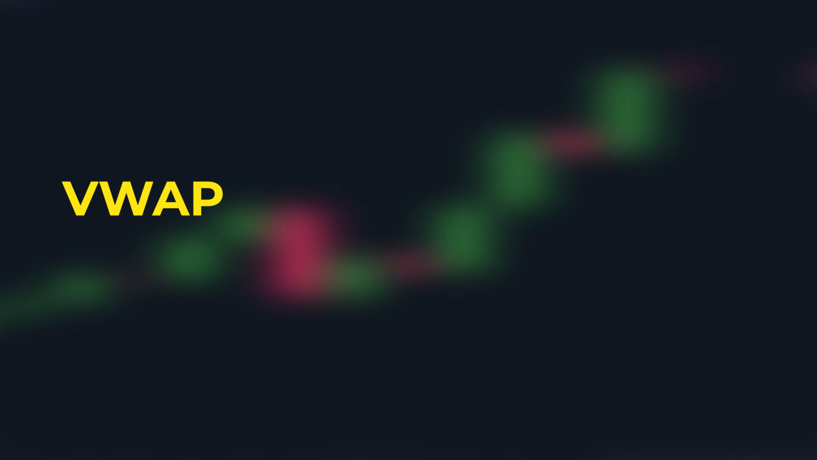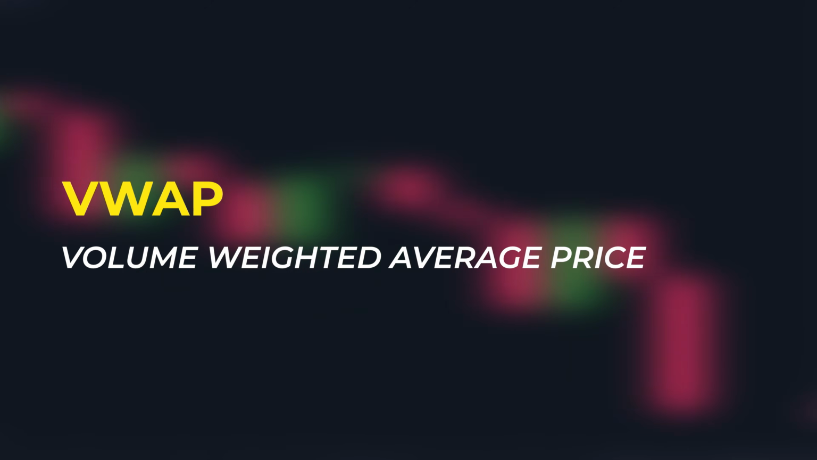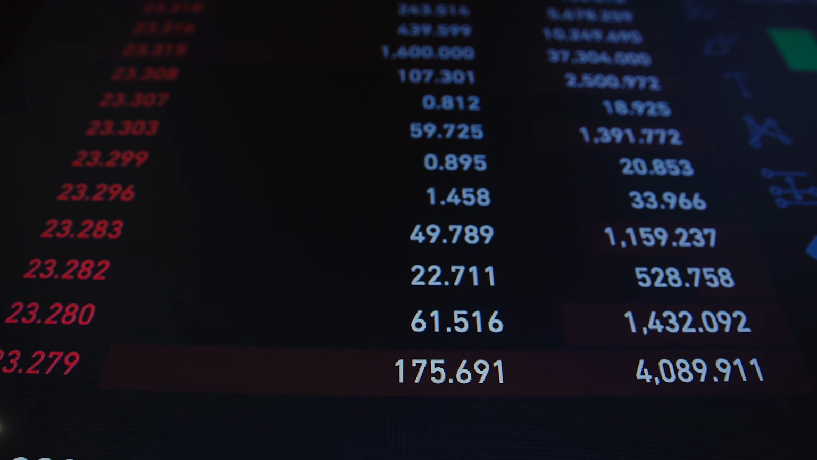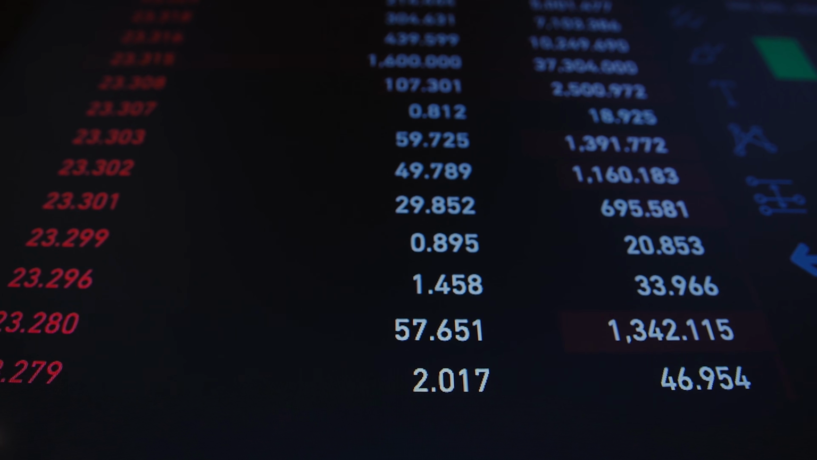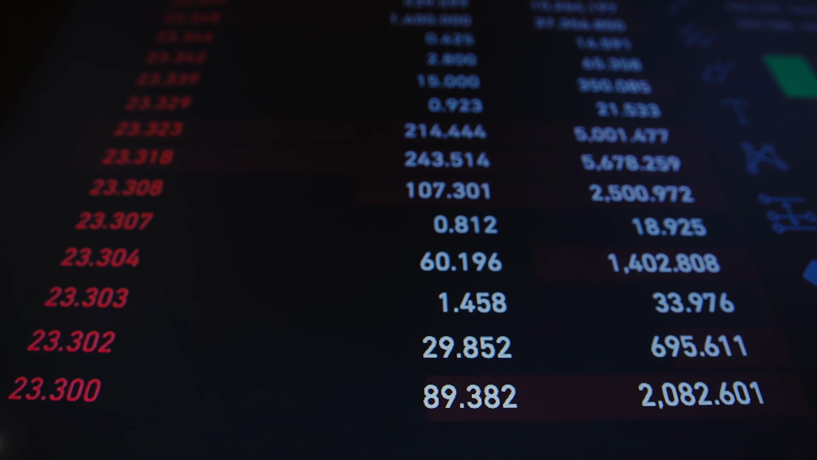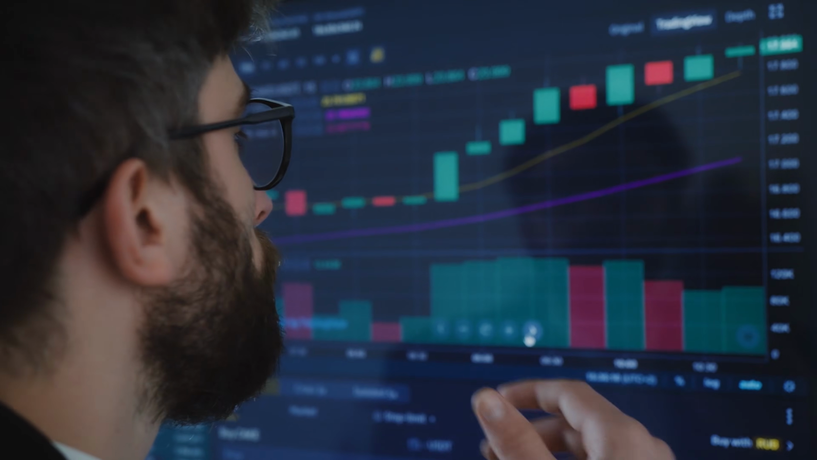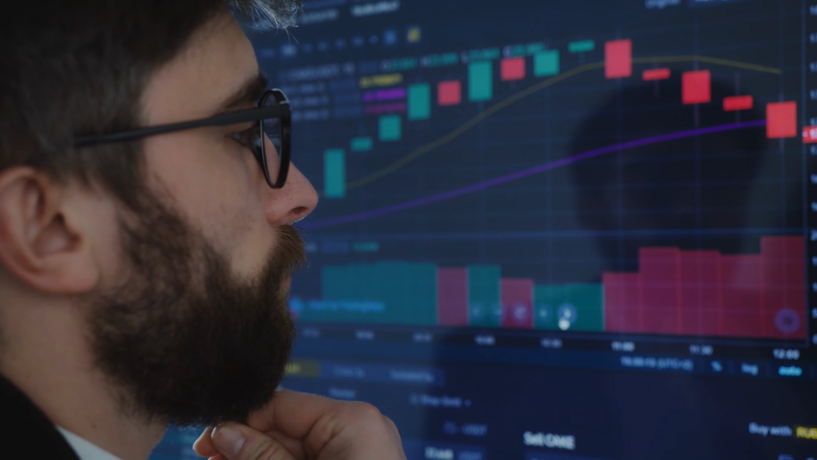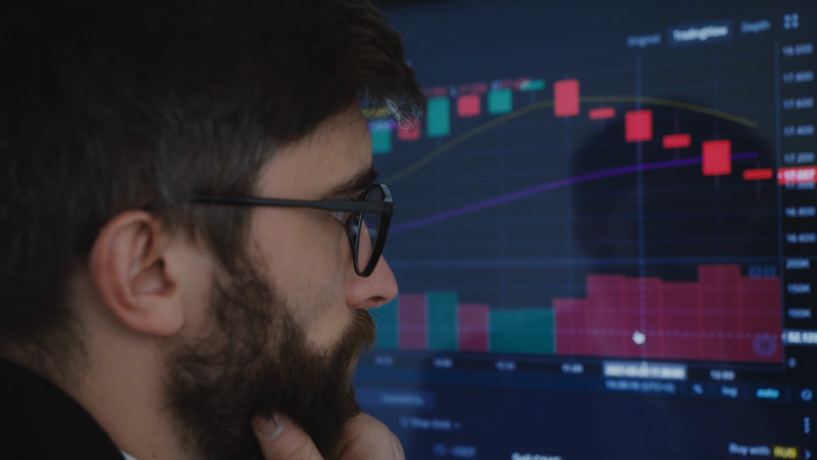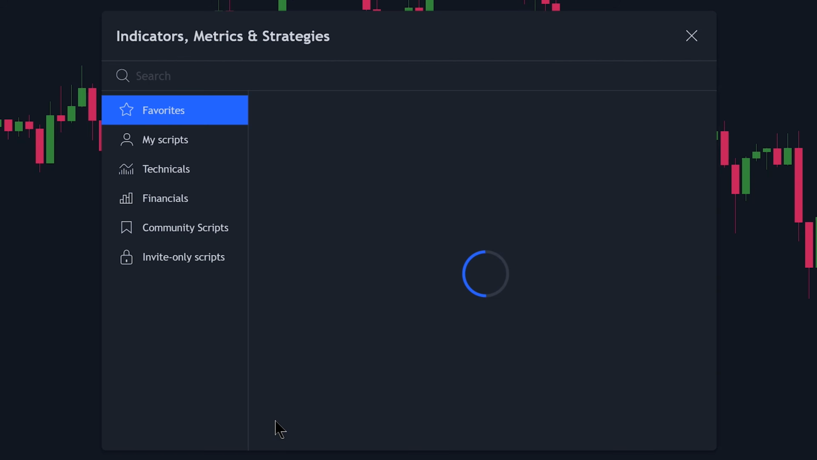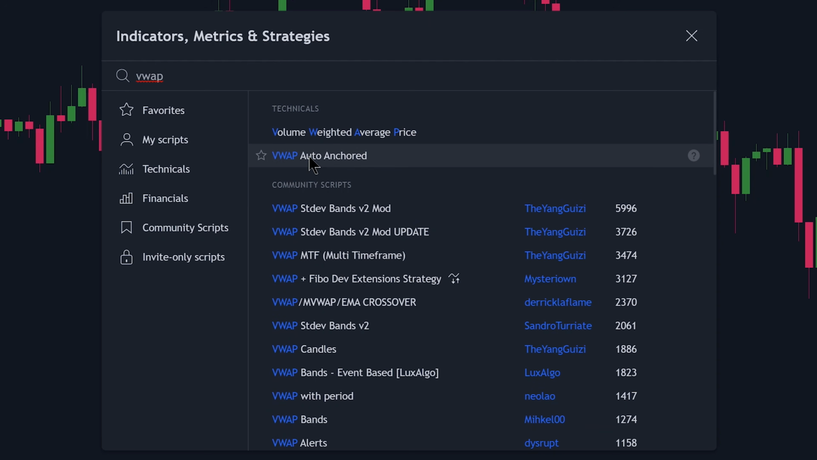Now, VWAP stands for Volume Weighted Average Price. It's a widely used trading indicator that calculates the average price of an asset while considering the trading volume at each price level. By factoring in both price and volume data, the VWAP indicator provides traders with a more comprehensive view of the market and helps them identify areas of support and resistance, as well as gauge the strength of market trends.